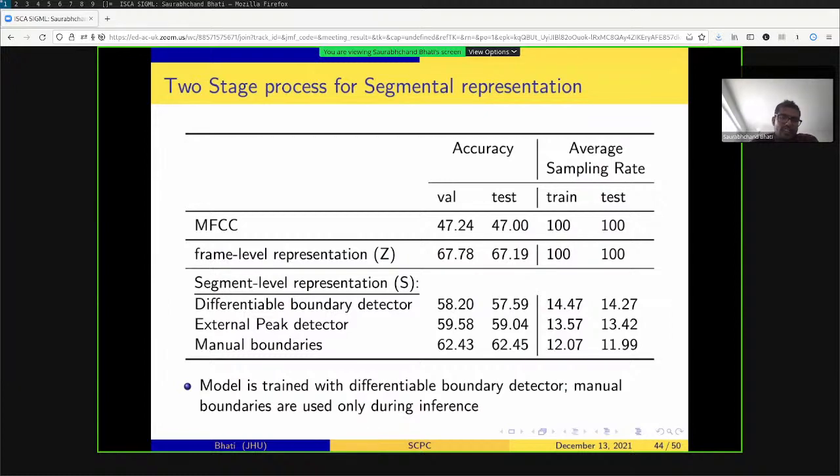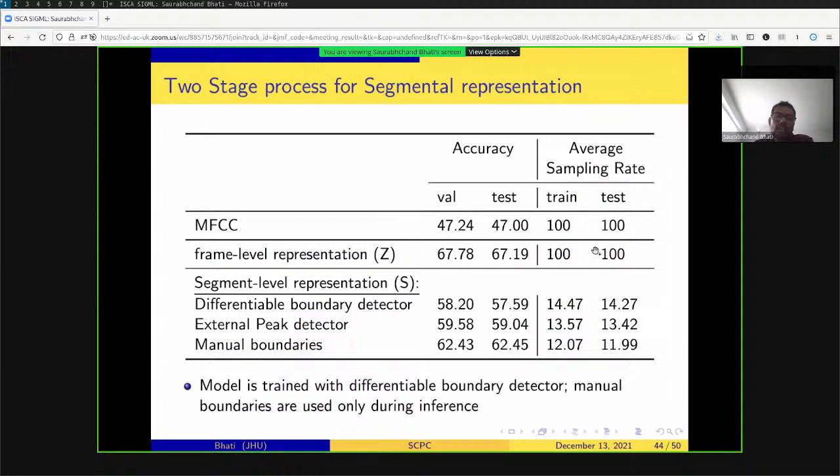And so what we did is we extracted the segment level representations from the SCPC, and we did the same task, and all the representations within a segment are repeated to match the number of frame level labels. And if you see, the performance is better than the MFCCs, significantly better, but worse than the frame level representations.